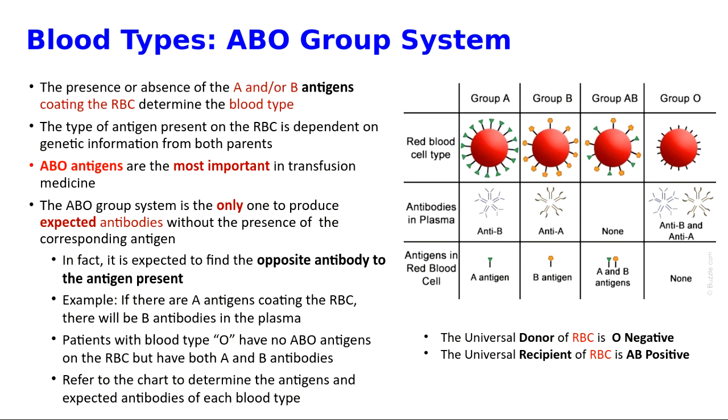The group B patient has these little yellow sticky things there. So that tells us that the presence of those B antigens makes the patient B type. If they have both, the green and the yellow, then they are ABO type AB. And if they have neither A nor B, then they are O. So the presence or absence of the A and B antigens will determine your blood type.